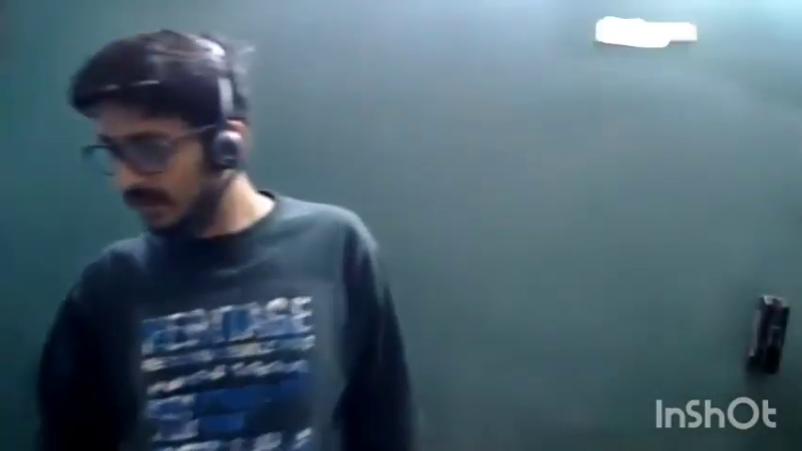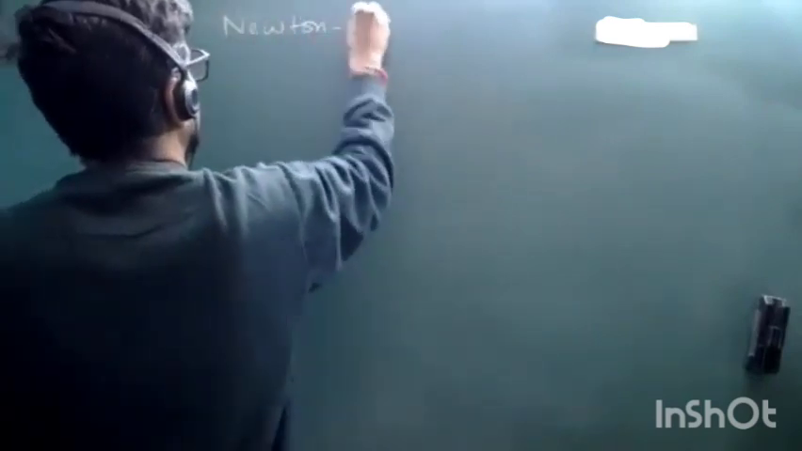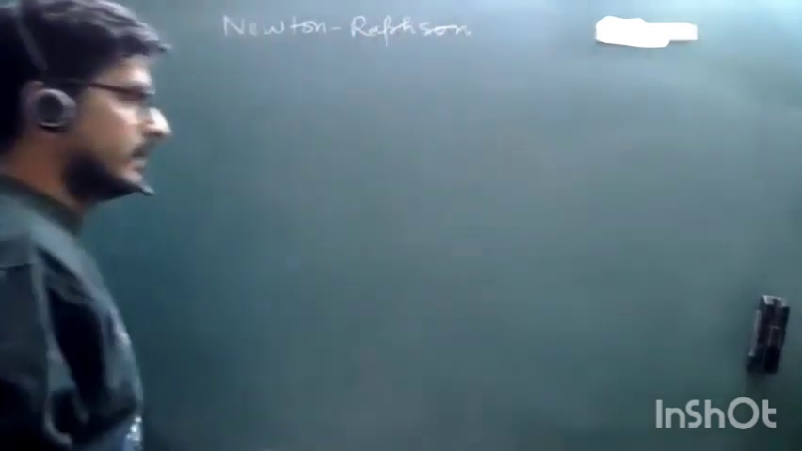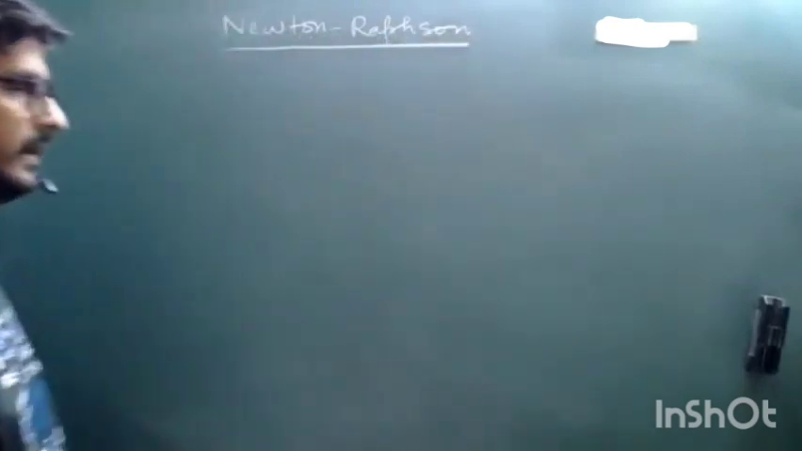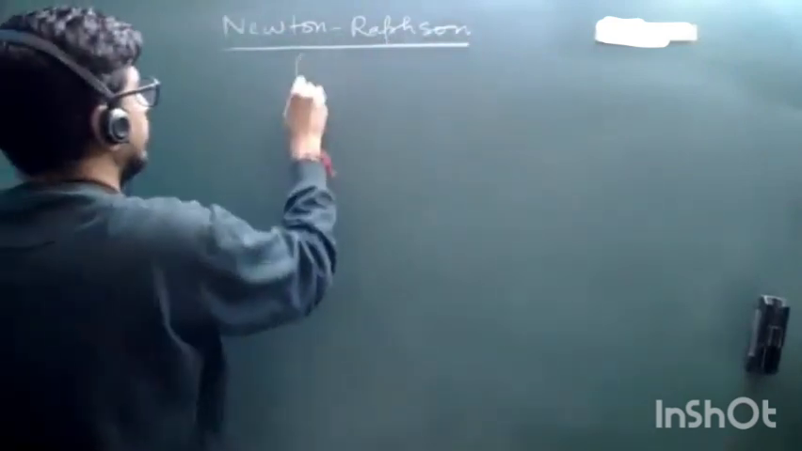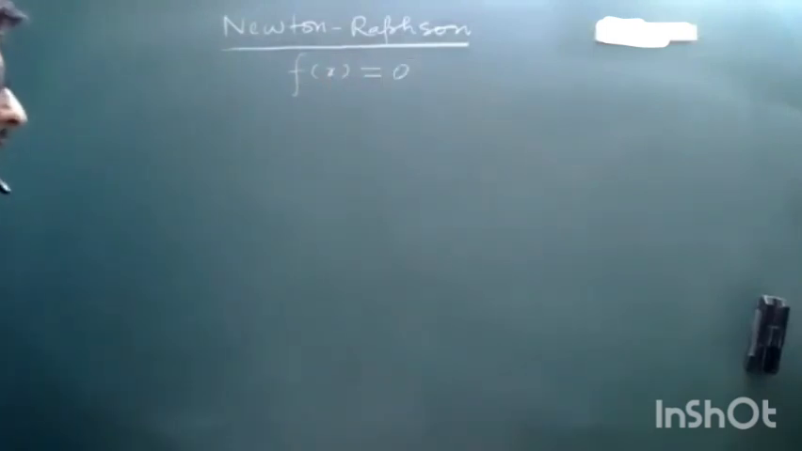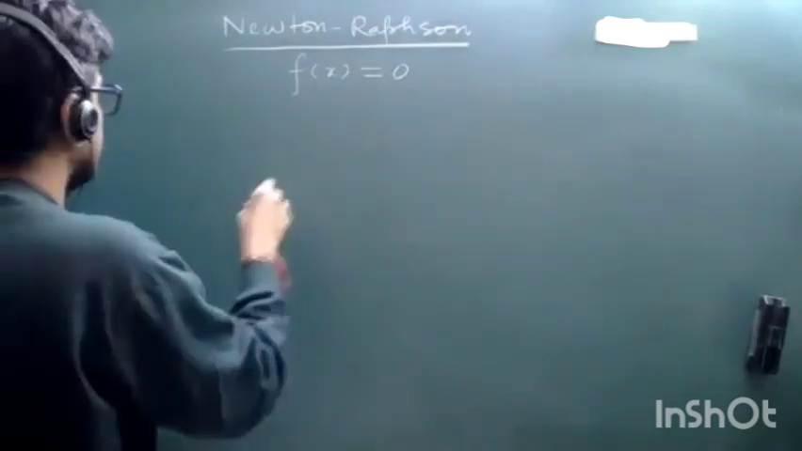Okay. So the Newton-Raphson method I was discussing in the previous class. What was that method? It is used to solve an equation. Suppose you have a function f(x) = 0, and you want to get the root of this equation.